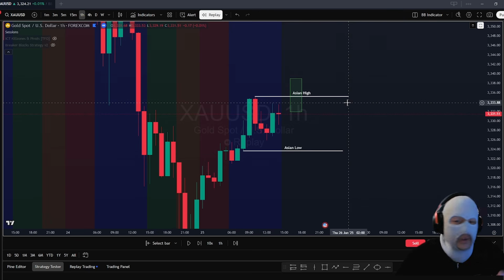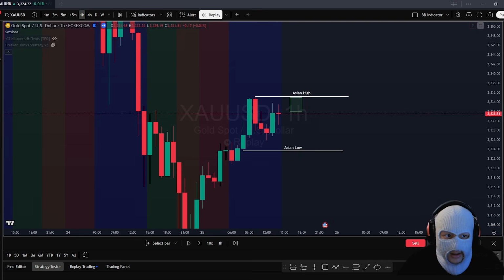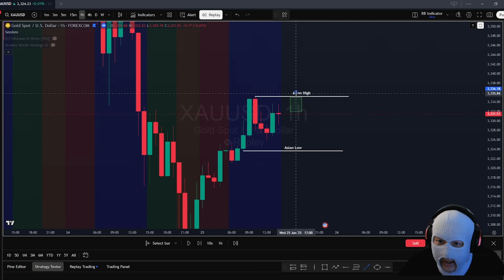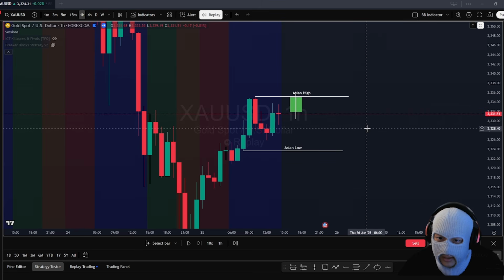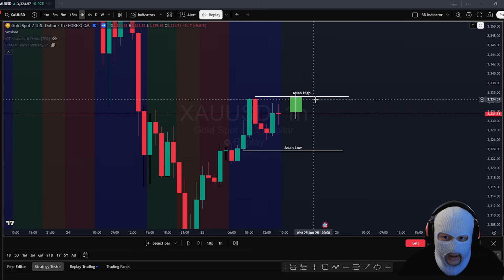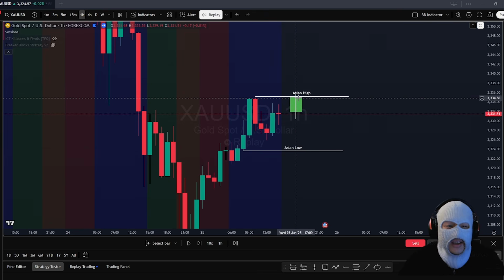Now, in the case we do not see a break and we see a closure like this, where the candle is wicking, just like this, no closure above the Asian high, then of course, I'm looking for price action here to give us some form of a rejection, or at least where people are looking to sell from.